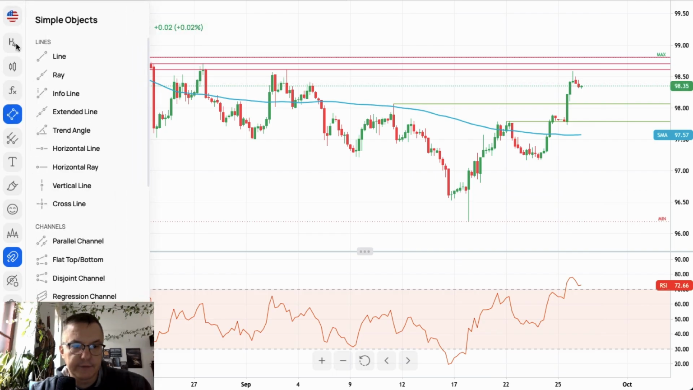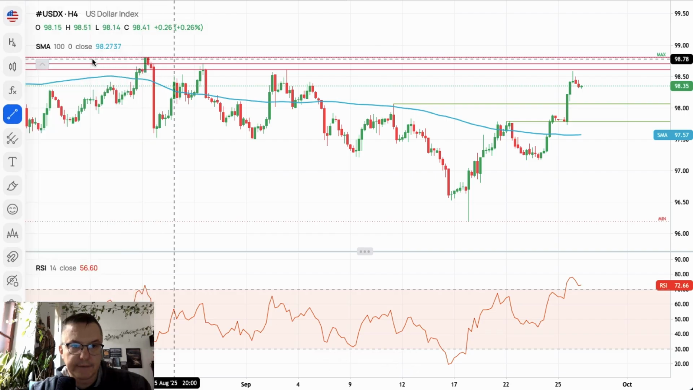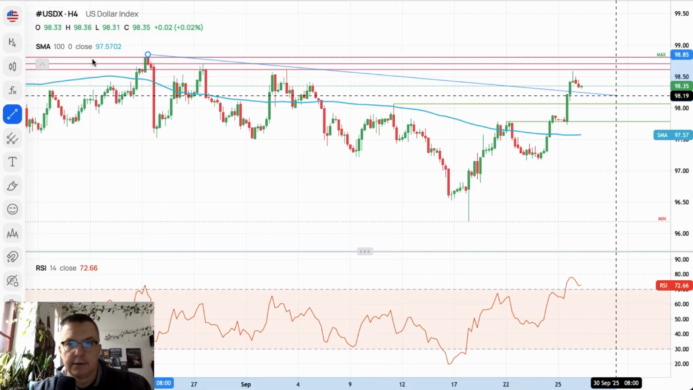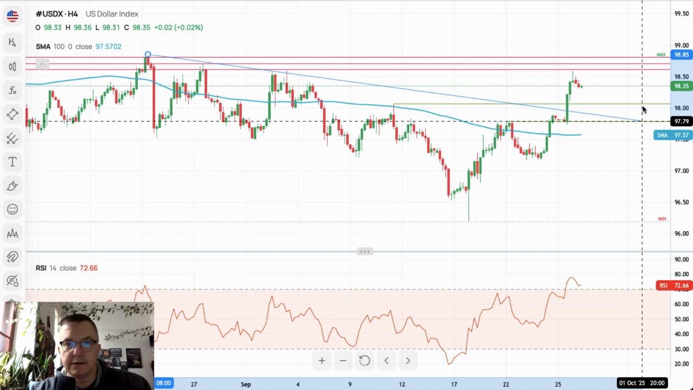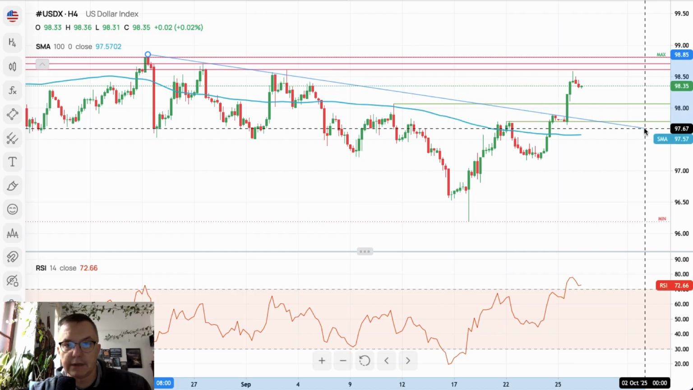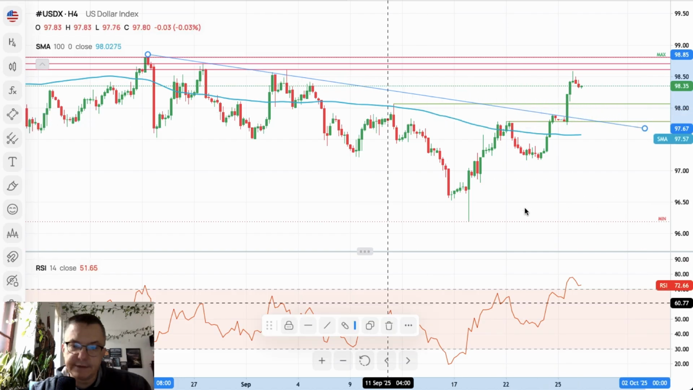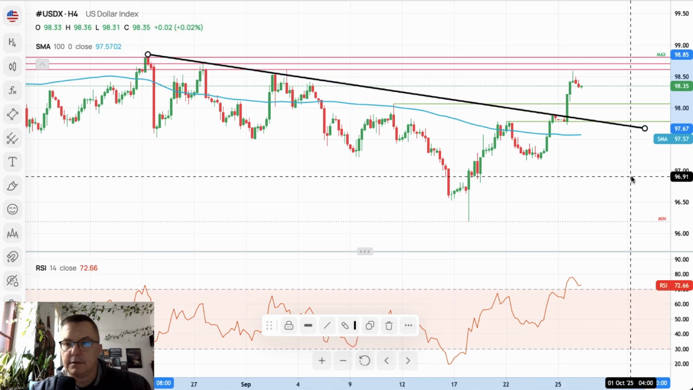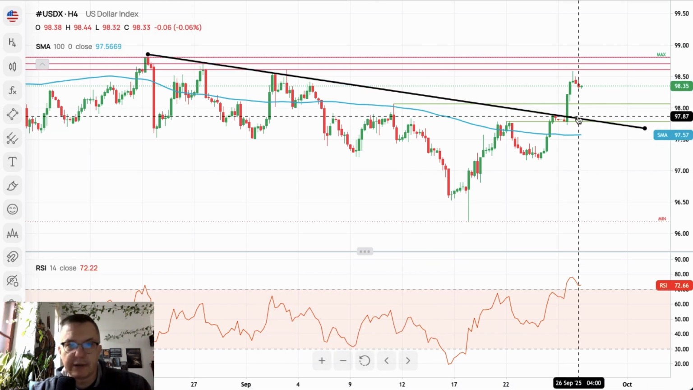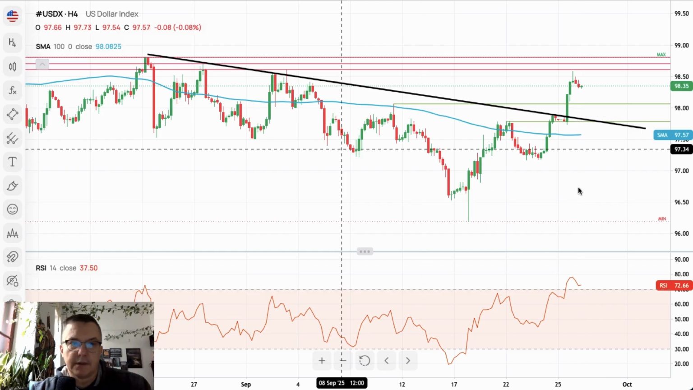One more thing, I'm just wondering whether we can place some trend line here to see. Yes, we have a breakout. If we place the trend line here, or maybe even like here, we still got the breakout. So the trend line should provide some sort of support for the bulls.